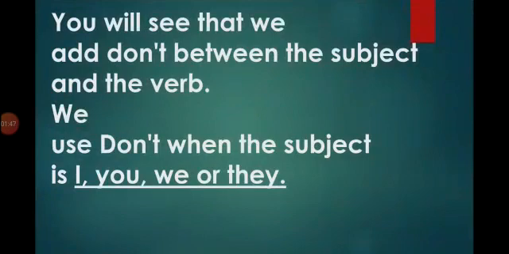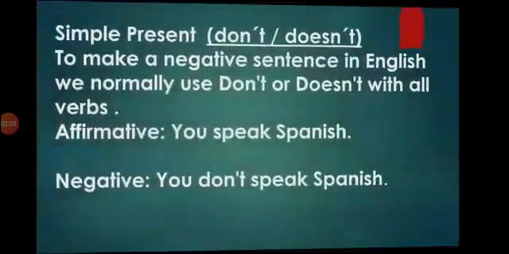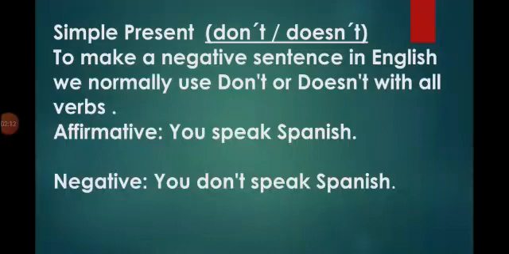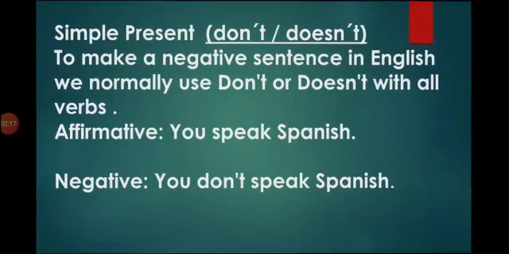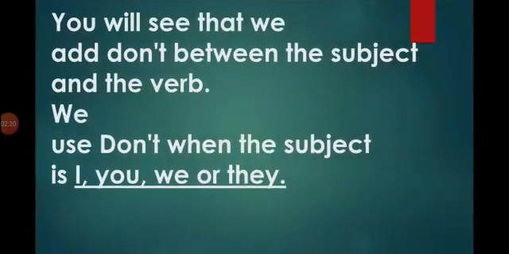Let's look at the rules of when we use don't and doesn't. You will see that we add don't between the subject and the verb. We use don't when the subject is I, you, we or they. So we use don't with a plural noun, or I, you, we or they. In the previous example, look here, you. So with you, we use don't, not doesn't. So we use don't with I, you, we, they, and with a plural noun.